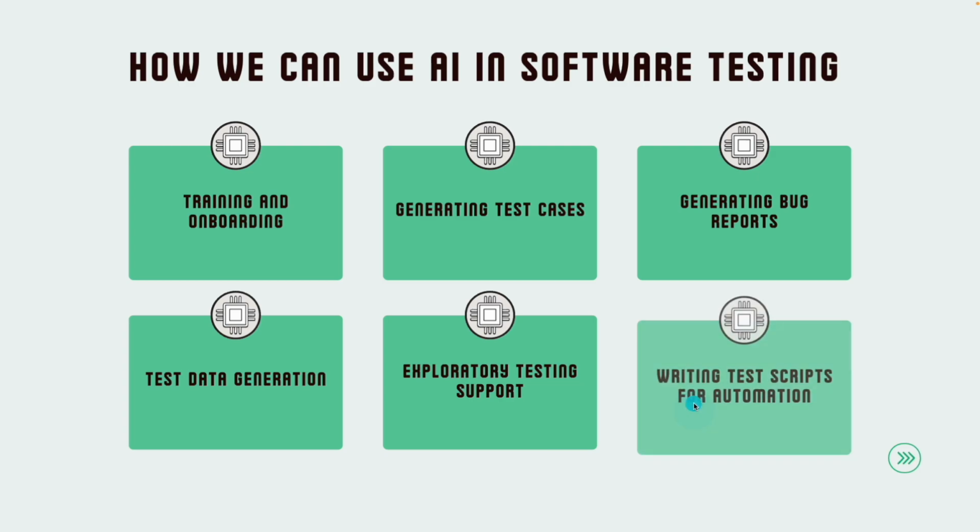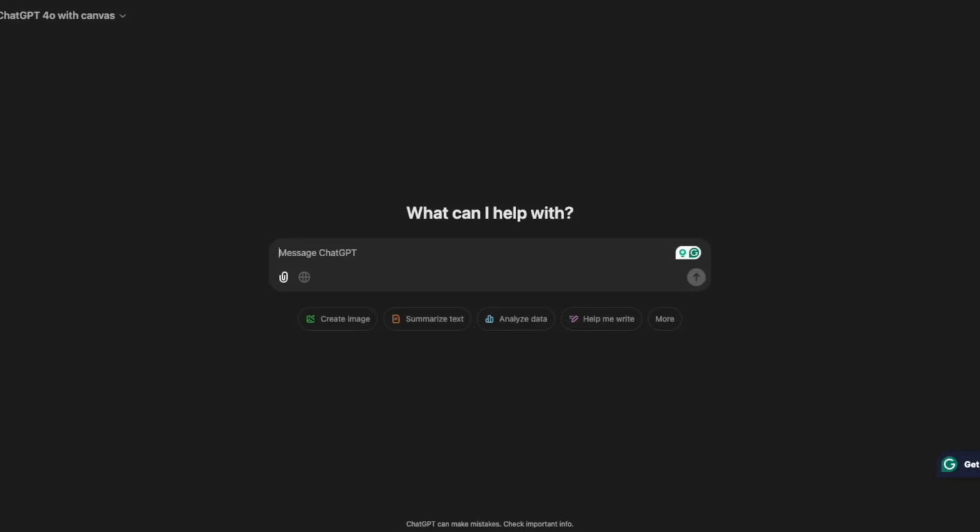And last but not least, I want to speak with you about writing test scripts for automation. Automated testing is crucial for efficient software testing, especially for regression and load testing. ChatGPT can assist in writing automated test scripts by converting manual test cases into code for popular testing frameworks like Selenium, Cypress, or Jest. This can speed up the automation process and help testers who may not be proficient in coding.